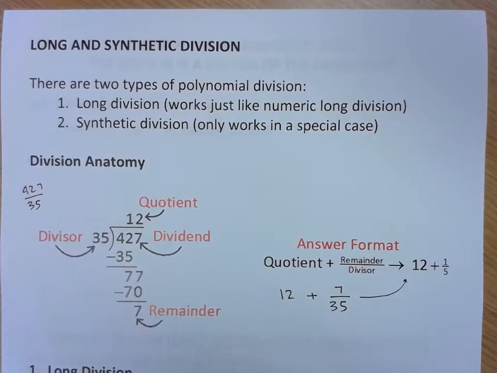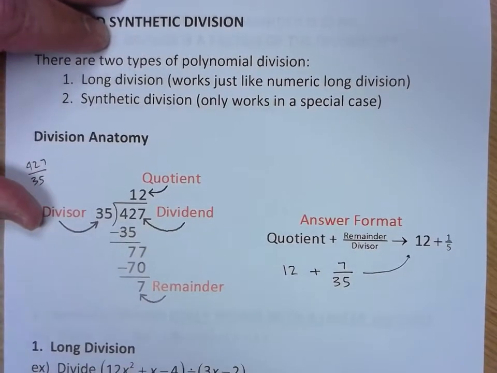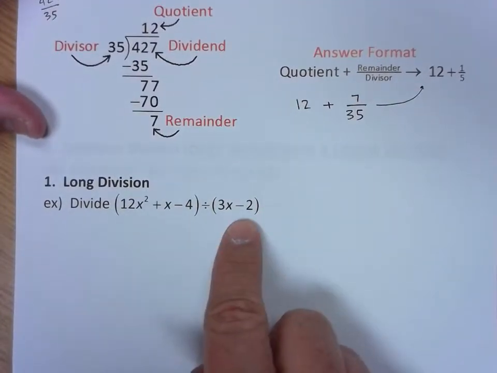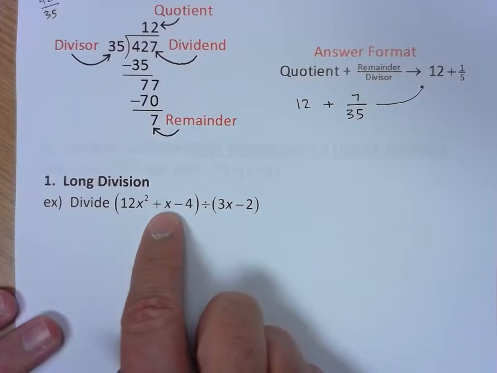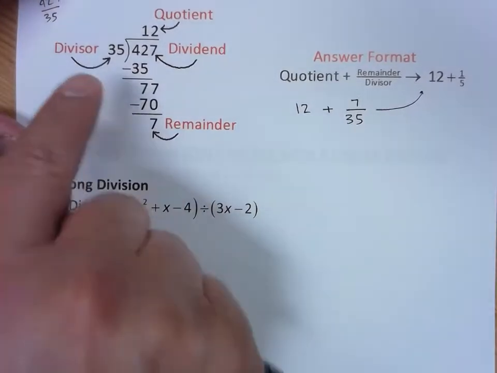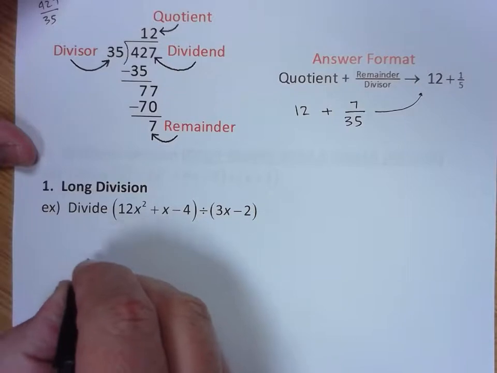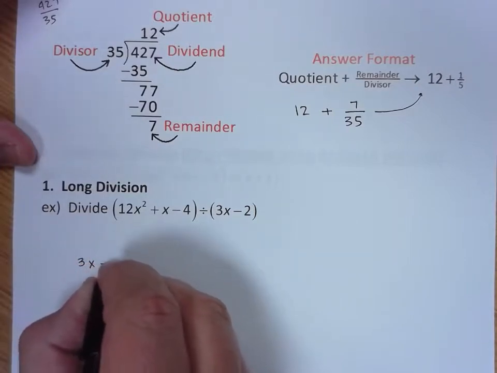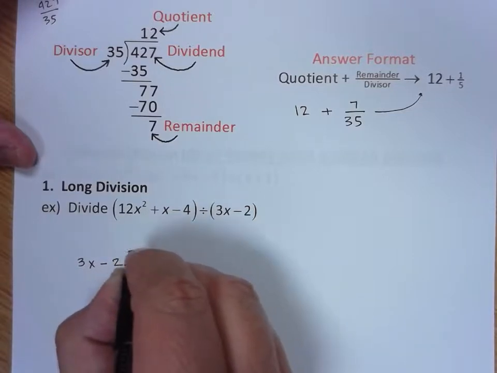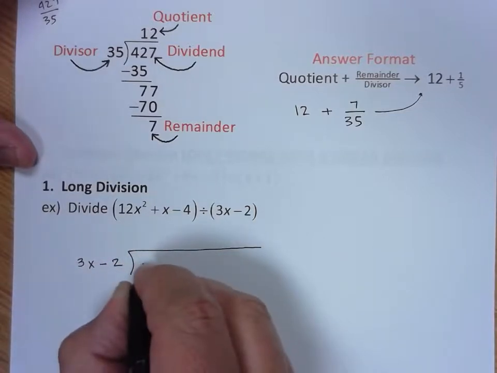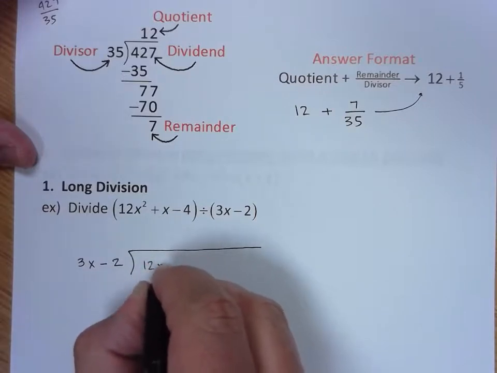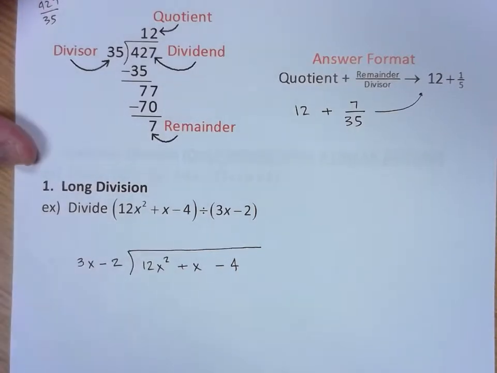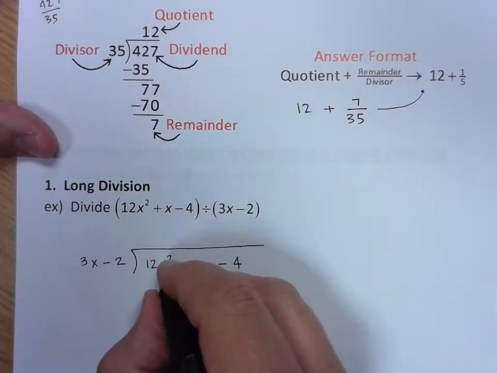It works the exact same way with polynomial long division. So in my first example here, I want us to divide this quadratic polynomial by this linear one. Okay? So this is my dividend, this is my divisor, and it looks exactly the same way that you set up numerical long division. Put your divisor out in the front, 3x minus 2, open up a division bar, and then put your dividend inside, 12x squared plus x minus 4, and then the division process starts.